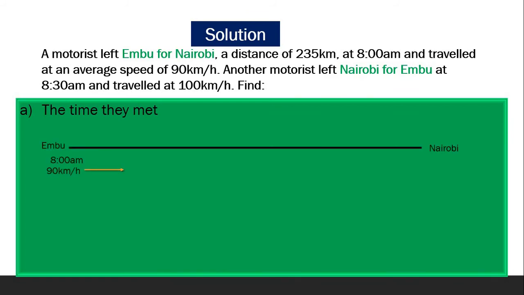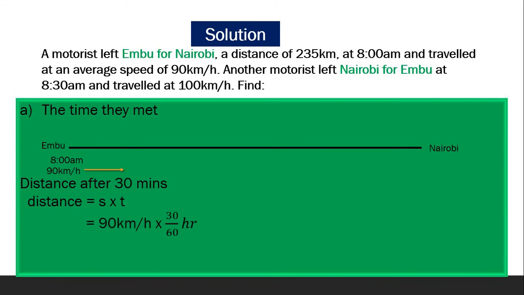So you can see that we have Embu and Nairobi at 8 a.m. The first motorist left Embu at a speed of 90 kilometers per hour. So we need to get the distance traveled in 30 minutes before the other motorist left Nairobi. Distance is speed times time. So we are going to use the speed, 90 kilometers per hour, times 30 over 60 hours. That should give us 45 kilometers. That means the first motorist traveled 45 kilometers.